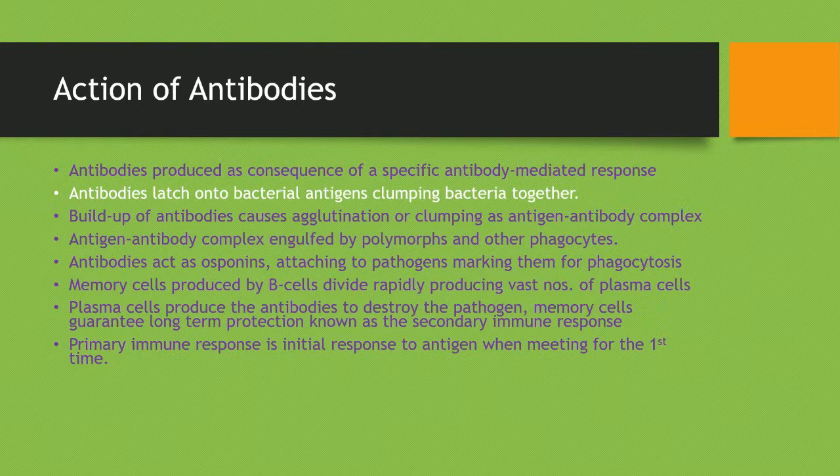This antigen-antibody complex is engulfed by polymorphs and other phagocytes, and the antibodies will also act as opsonins, which will attach to the pathogen, marking them out for phagocytosis so they know where to go. Memory cells will also be produced by B cells, and these will divide rapidly, producing a vast number of plasma cells. And these plasma cells will produce the antibodies to destroy the pathogen. The memory cells will guarantee long-term protection, known as the secondary immune response. The primary immune response is the initial response to the antigen when it's meeting it for the first time.